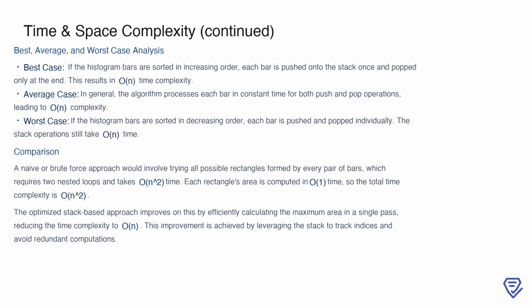Comparing this to the naive approach, which involves examining all possible rectangles formed by every pair of bars using two nested loops, the brute force method has a time complexity of O(n²). Since each rectangle's area is computed in constant time, the total complexity for the brute force approach is O(n²).